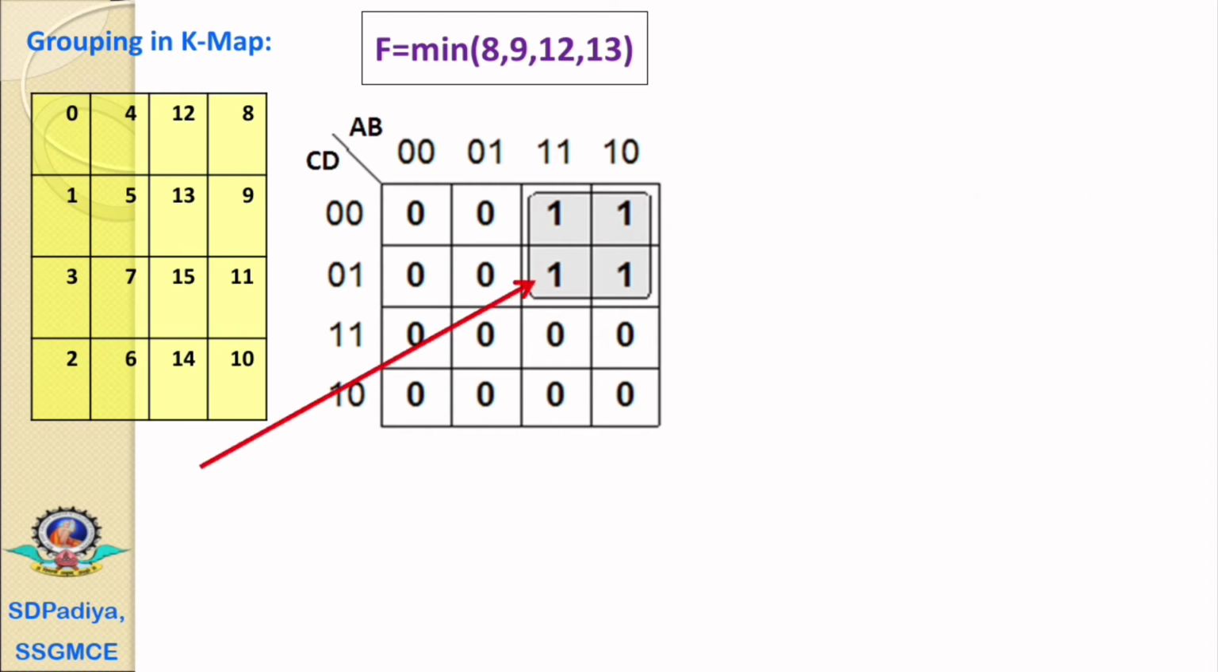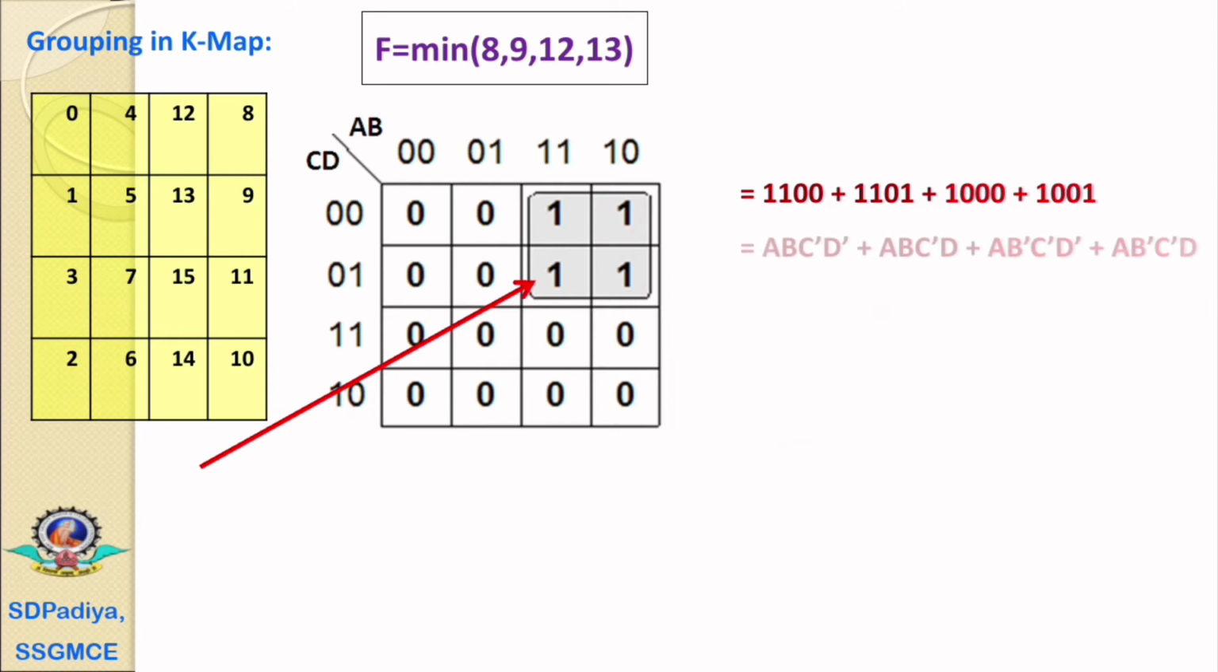Then we have to consider the designation of the first cell, that is 1100, the designation of the second cell plus 1101, the designation of the third cell, that is 1000, and the designation of the fourth cell, that is 1001. Now in this 4, we'll consider these first two together and the last two together. If we convert this into the expression, then it will be A B C dash D dash plus A B C dash D plus A B dash C dash D dash plus A B dash C dash D.